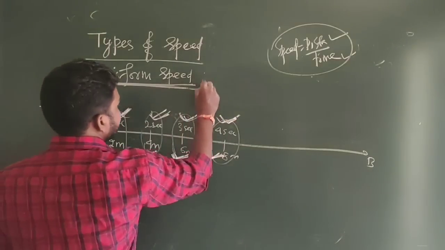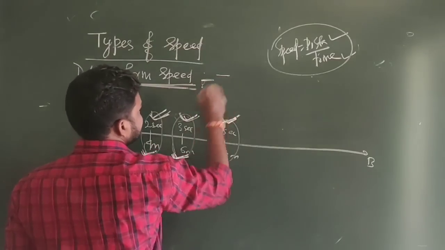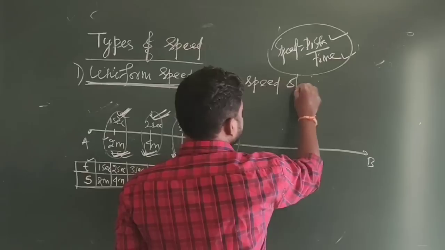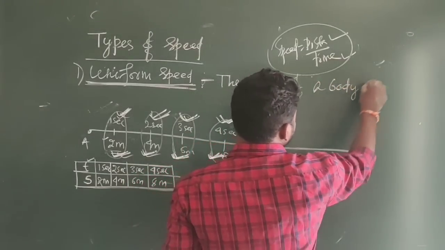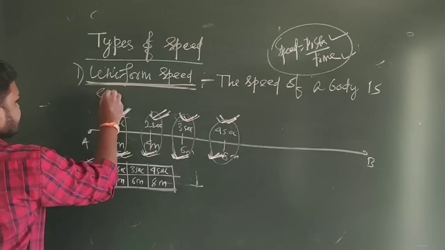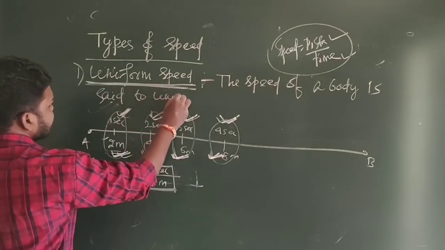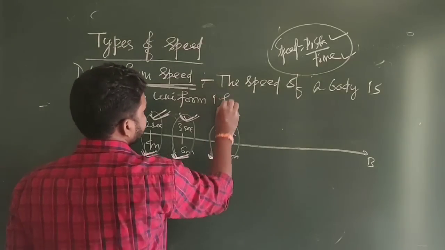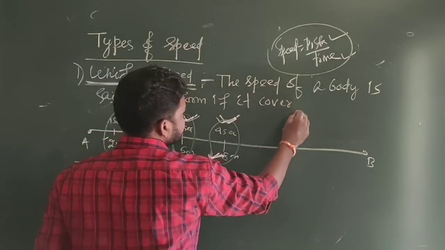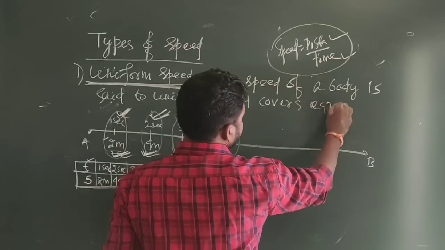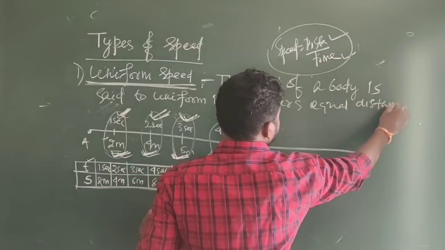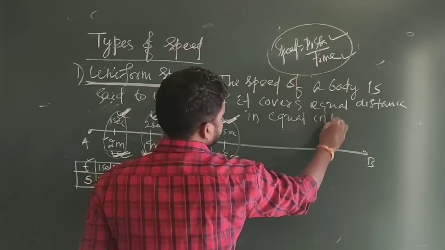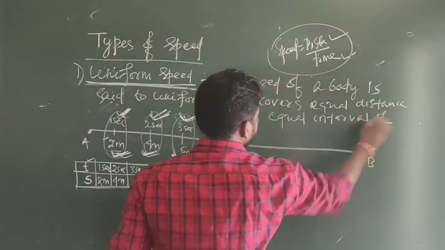So in case of uniform speed, the definition can be written as: the speed of a body is said to be uniform if it covers equal distance in equal interval of time.